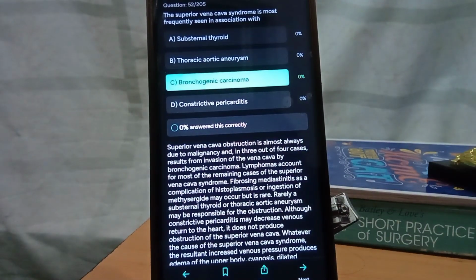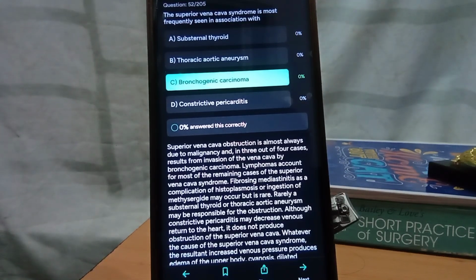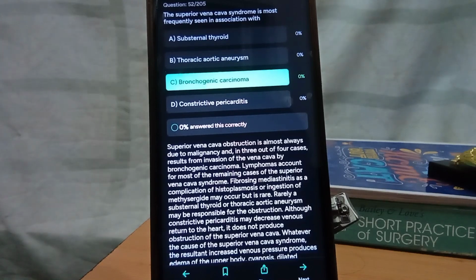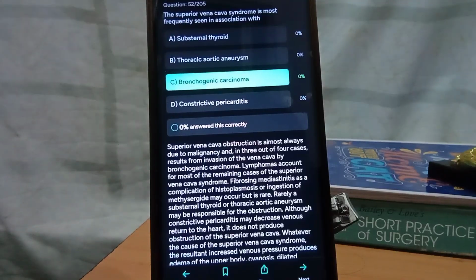The superior vena cava syndrome: superior vena cava obstruction is almost always due to malignancy, and in 3 out of 4 cases results from invasion of the vena cava by bronchogenic carcinoma. Lymphomas account for most of the remaining cases of the superior vena cava syndrome. Fibrosing mediastinitis as a complication of histoplasmosis is another cause.